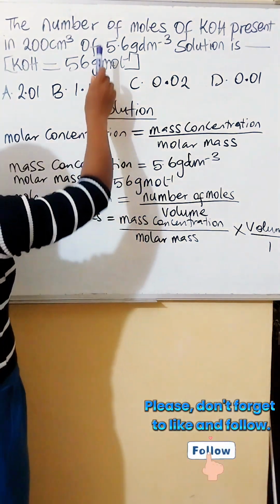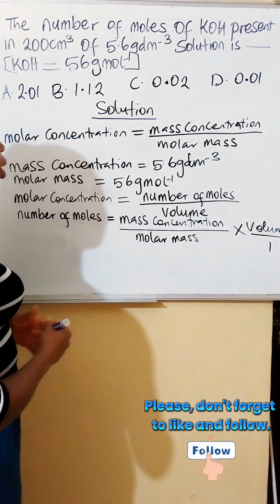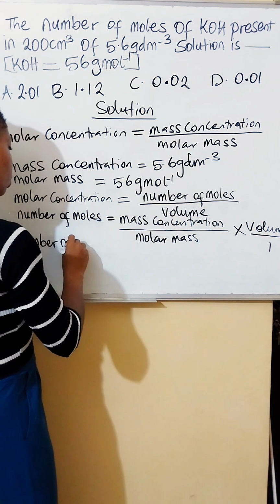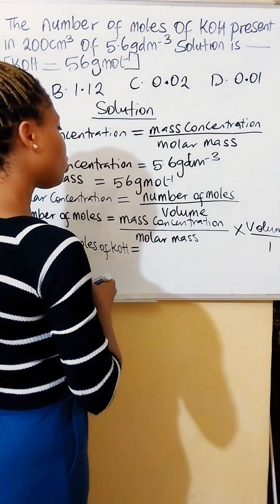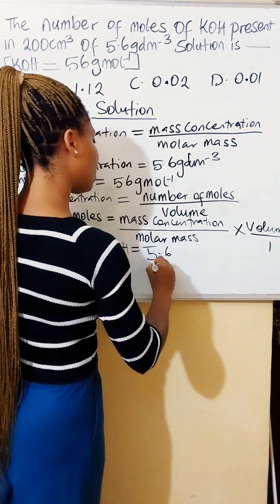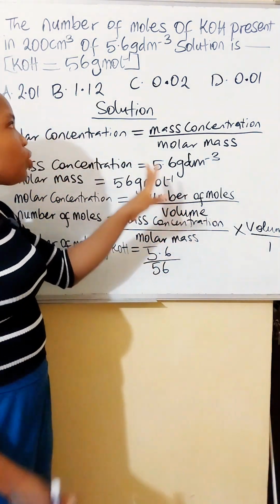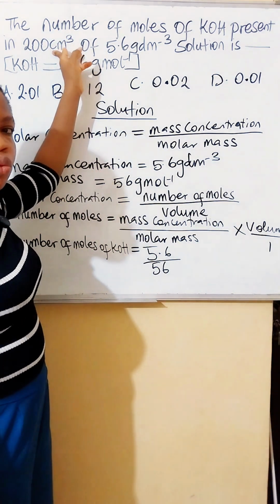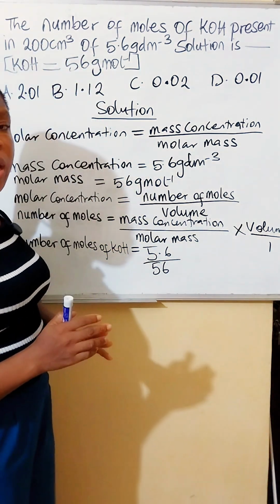So with this now, we can use it to calculate the number of moles asked in the question, the number of moles of potassium hydroxide that we're asked to find. So let's proceed. The number of moles of KOH is now equal to, the mass concentration from the question is what? 5.6 gram per dm cube. So we now have 5.6 over the molar mass given in the question, which is 56. Then from the question, the volume we're given is 200 cm cube. This 200 cm cube, we have to convert it to dm cube. And to convert 200 cm cube to dm cube in this question, we divide it by 1000.